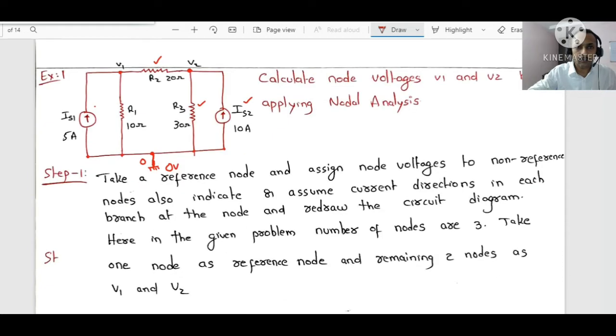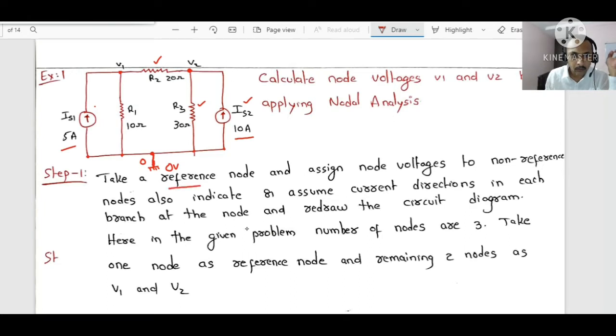Dear students, please all of you take this problem. Right? Observe. In this problem, I have taken a current source IS1 5 amps, IS2 10 amps, and R1 10 ohms, R2 20 ohms, right? And R3, how much? R3 30 ohms. See here, you take a reference node. What is our first step, dear students? Focus, please pay more attention.